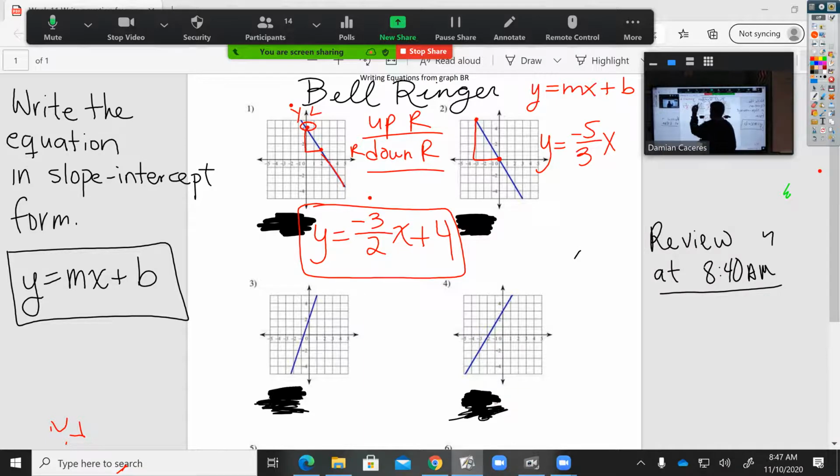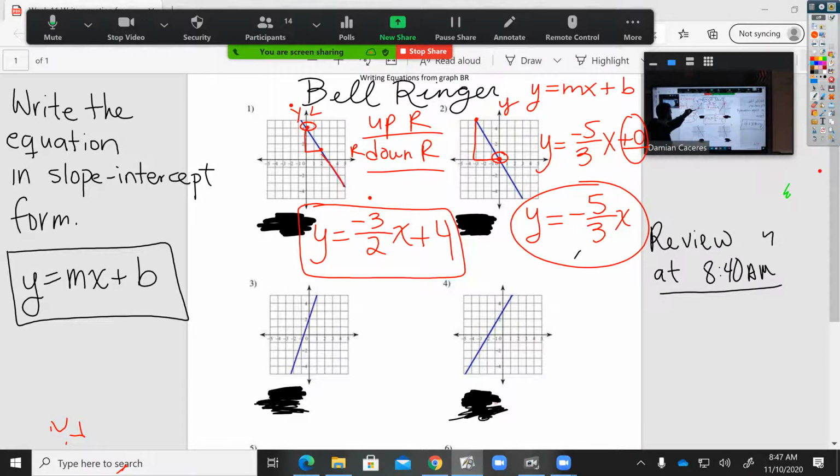And now, where does that blue line touch the y-axis on this number, which happens to be 0? Anything with plus 0 at the end, you don't have to write the plus 0. So your equation is just y equals negative 5 over 3x. Because the y-intercept is 0, you don't have to write a number there.